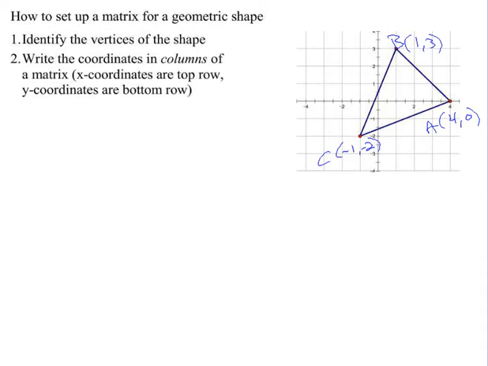So step 2 says write the coordinates in columns of a matrix. X coordinates are your top row, Y coordinates are your bottom row. So the dimensions of this matrix will be 2 by however many points you have on this shape. In this case we have 3, so we'll have a 2 by 3 matrix. Write the coordinates in columns. So point A is 4, 0. Point B is 1, 3. And point C is -1, -2. And that's how you set up your matrix for the geometric shape.